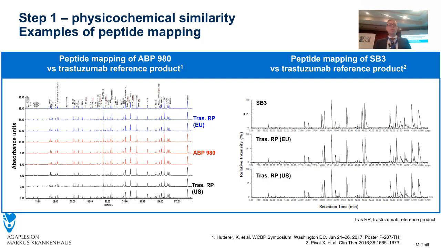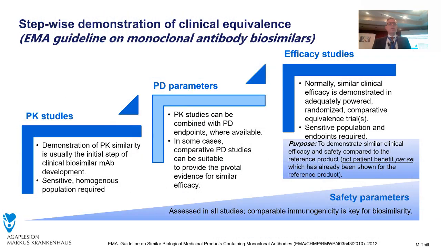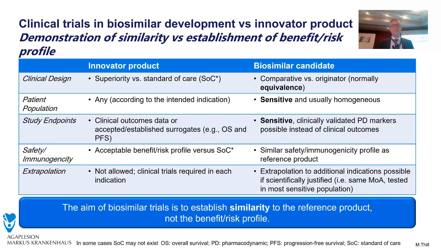And this is just an example to show you the physicochemical similarity in peptide mapping, for example, that there are no differences. And this is what Paul said when he said there's no doubt that a biosimilar is similar and the characteristics are similar or the same. But in the end, we don't know the clinical outcome because we don't have a long follow-up of clinical trials. So therefore, in this stepwise demonstration of clinical equivalence showing biosimilarity between PK studies and PD parameters, and then biosimilarity between PD parameters and efficacy studies, I will focus on efficacy studies, on clinical trials.